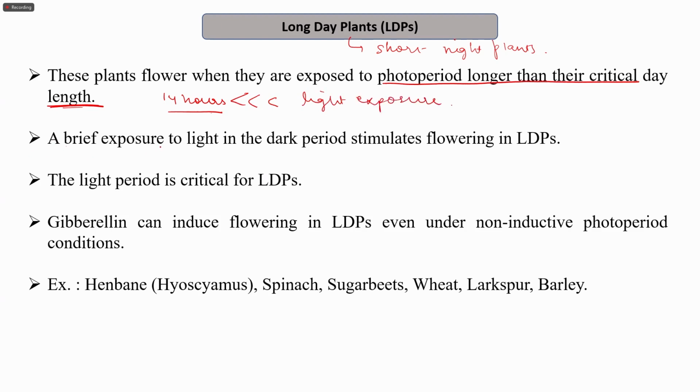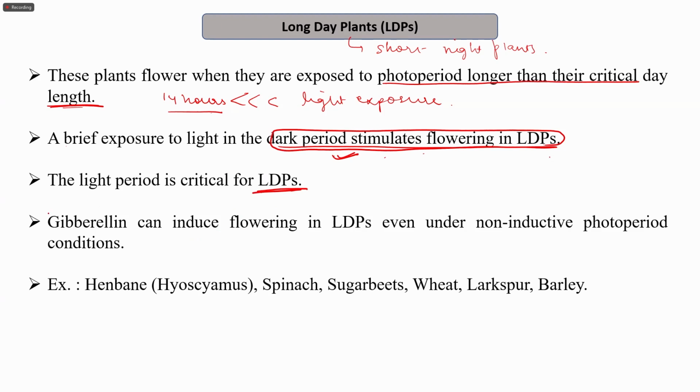So a brief exposure to the light in the dark period stimulates flowering in the LDPs. So even a brief exposure to the light in the dark period stimulates flowering. Therefore, the light period is critical for LDPs.